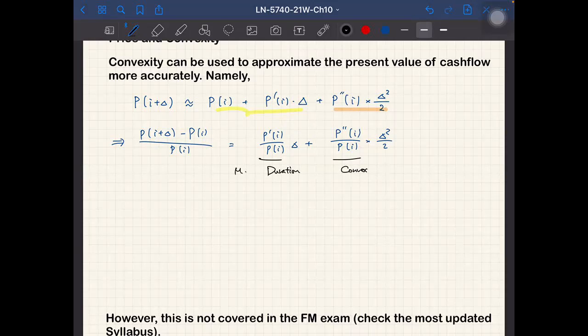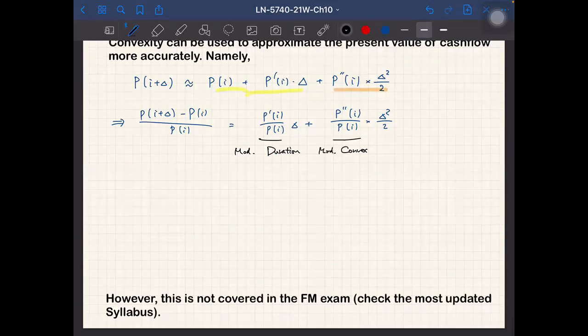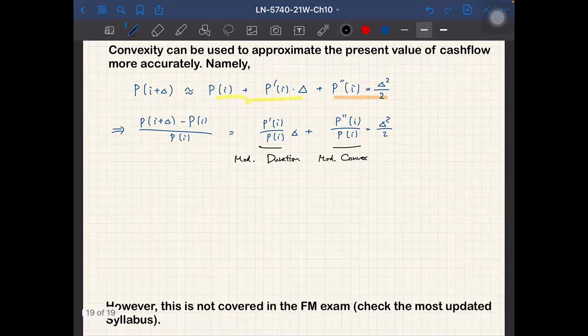Maybe modified and modified. But actually, this is not covered in the FM exam, so you don't really have to calculate in this way. But check the most updated syllabus, because every time the exam is slightly changed.